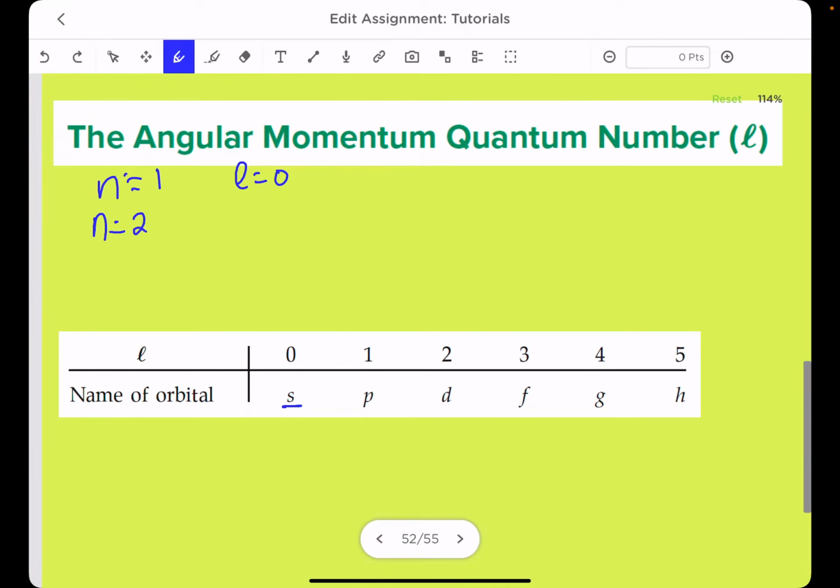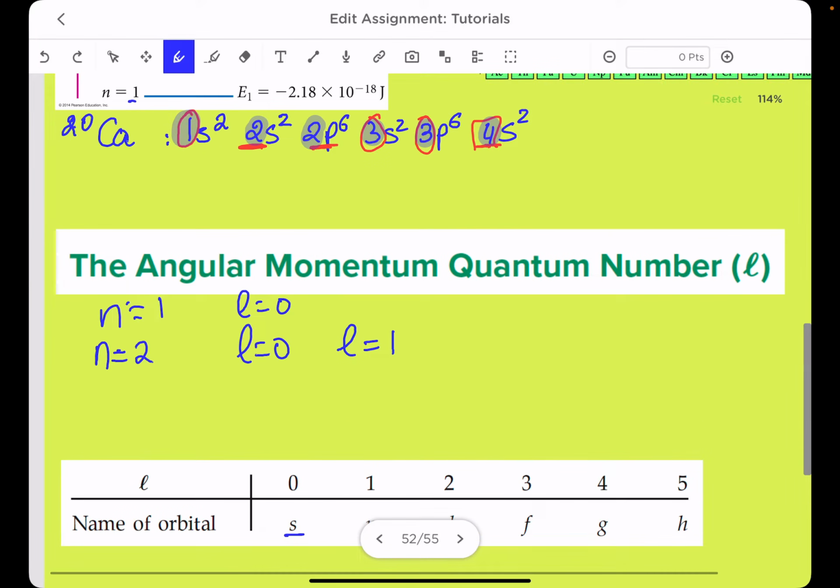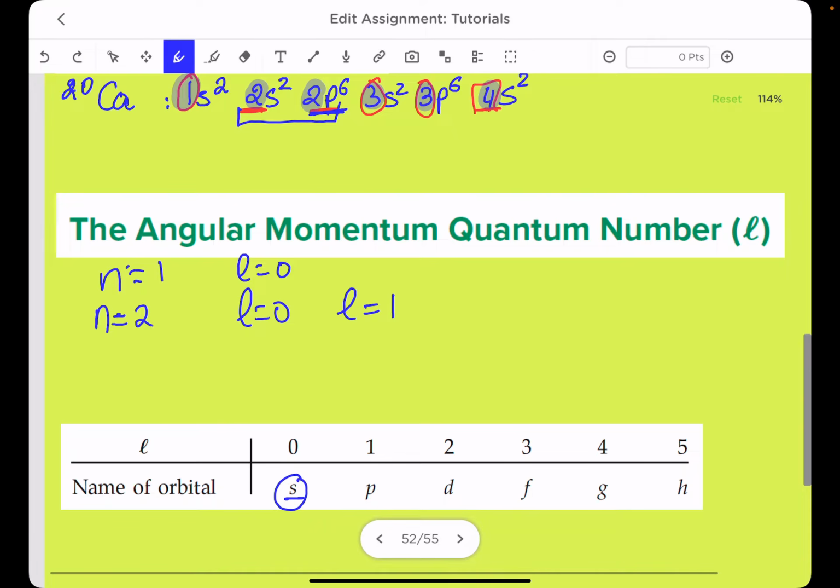When we are on the second energy level, L is from 0 to N minus 1. 2 minus 1 is equal to 1. So I have two values for L. I have the 0 and I have the 1. So this is why on the second energy level, I have the S, 0, and I have the P because L is equal to 1.